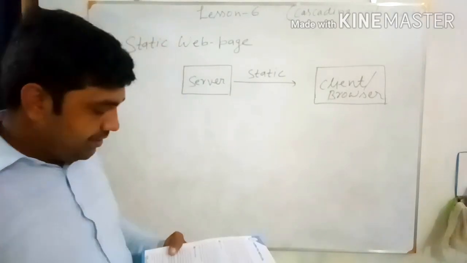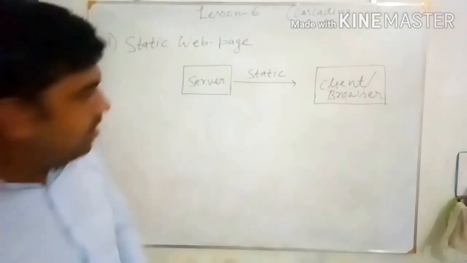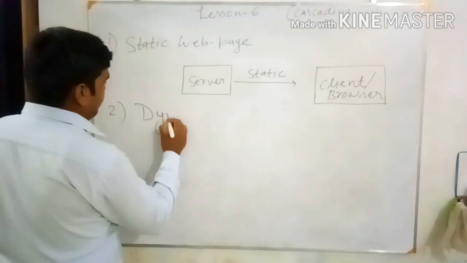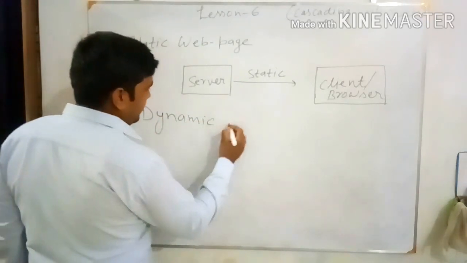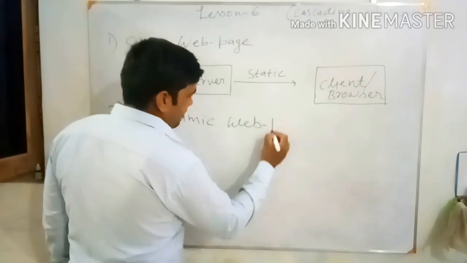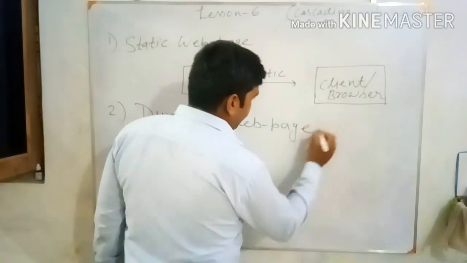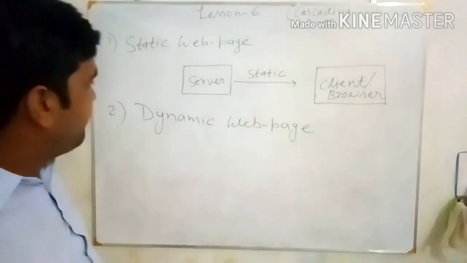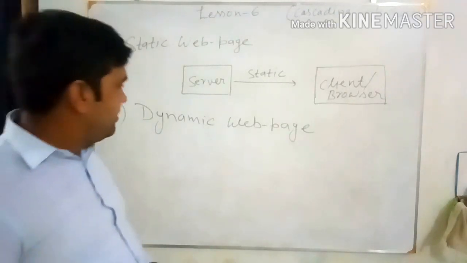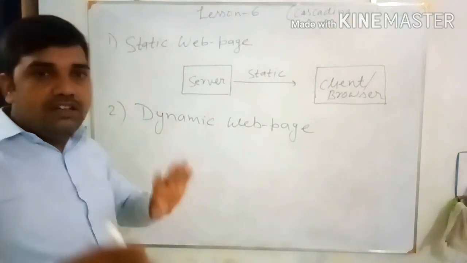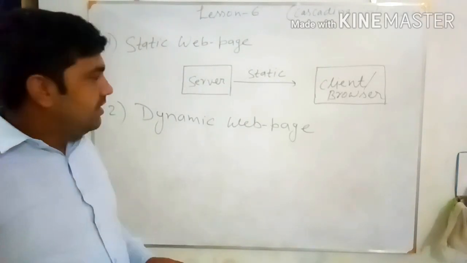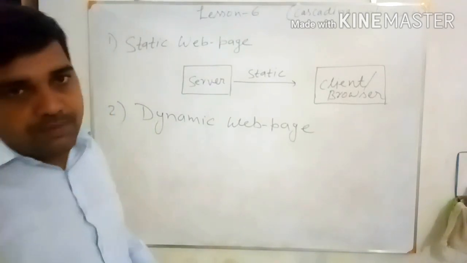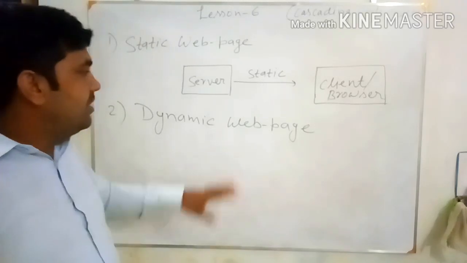Next is the dynamic web page. So a dynamic web page is generated with the help of the user request. You can take the example of any shopping website. Suppose you are taking Flipkart or Amazon. If you send a request, for each user the content of the web page of Amazon or Flipkart will be different, because it depends upon the user's choice.